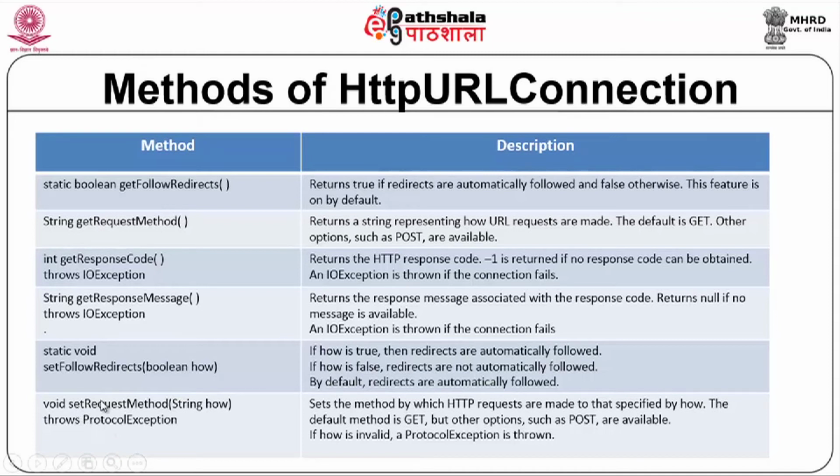And you can also set a request method using the method called setRequestMethod. So, set the method by which you make the HTTP request. Either it can be a GET method by which you make an HTTP request, or it can be a POST method. If the value provided is invalid, it throws an exception called ProtocolException.